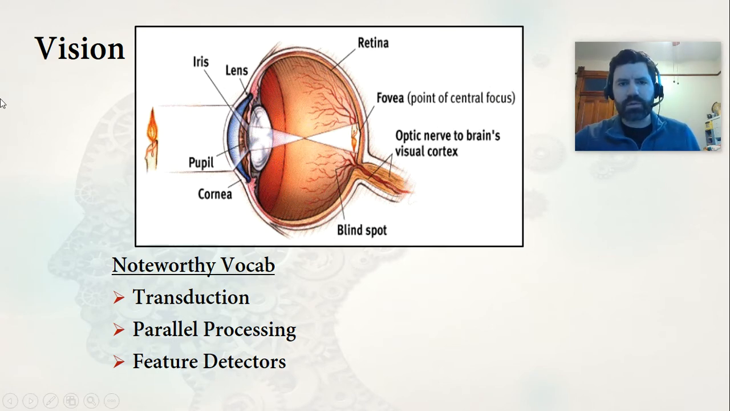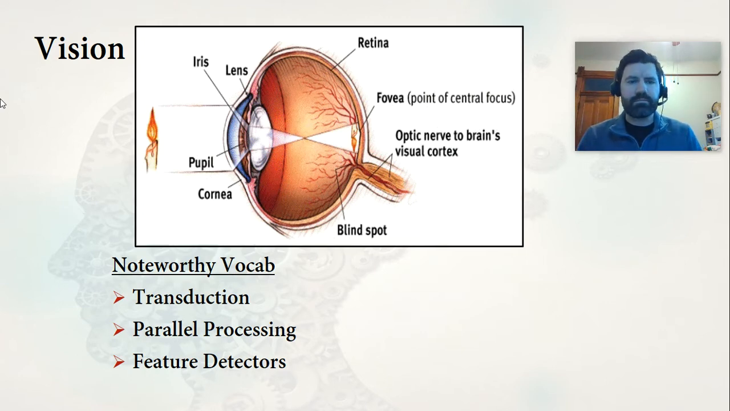The next slide will go into a little bit more detail about the retina and what's contained in the retina with these different photoreceptors. And then obviously that message is going to be sent down through your optic nerve. I have some noteworthy vocab here. Transduction is not unique to vision. Transduction is the process of converting one particular energy or stimuli into an electric message that your brain can interpret.